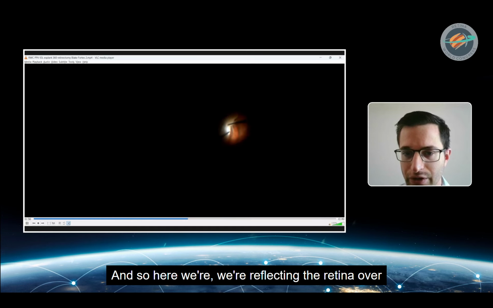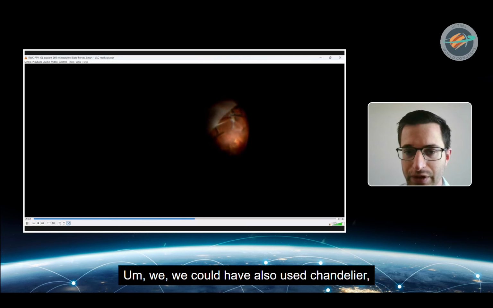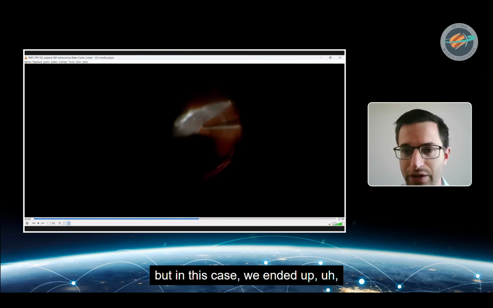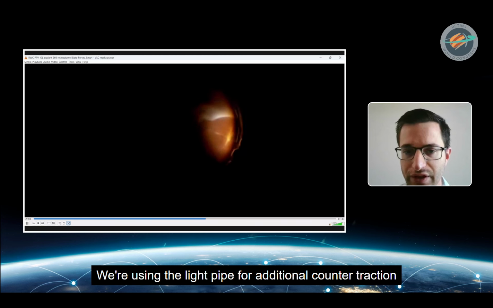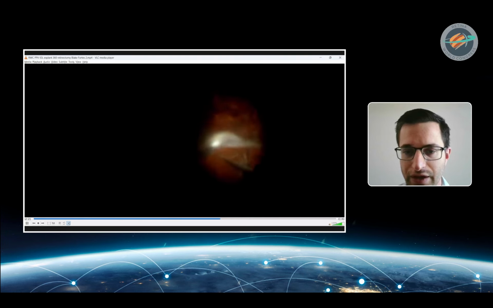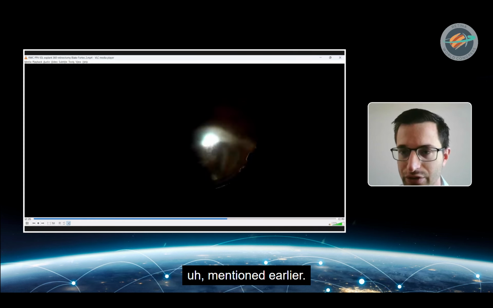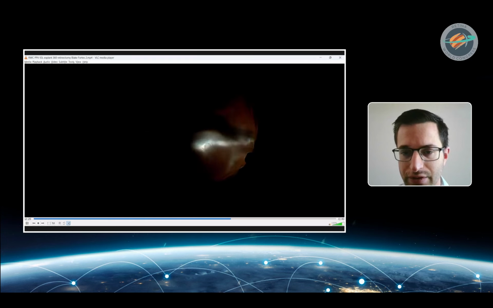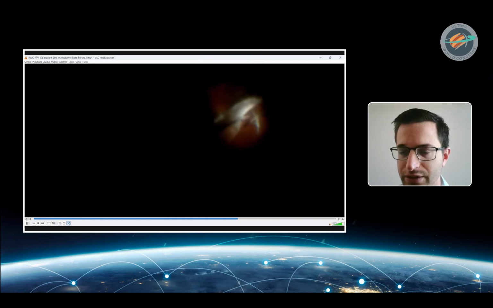And so here we're reflecting the retina over posteriorly using the light pipe and cutter. We could have also used chandelier, but in this case we ended up just reflecting it over posteriorly. And then we're using the MaxGrip forceps here. We're using the light pipe for additional counter traction to remove that band. And then now addressing another band. This one we actually do the spaghetti maneuver that was mentioned earlier. And then now using the cutter for another subretinal band here nasally.